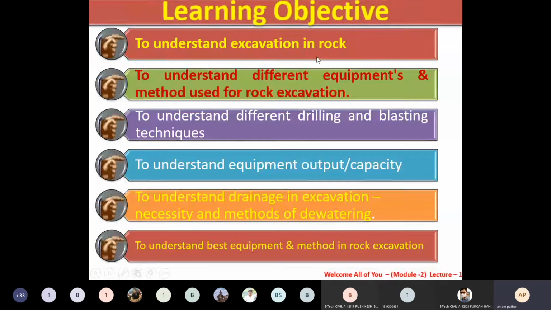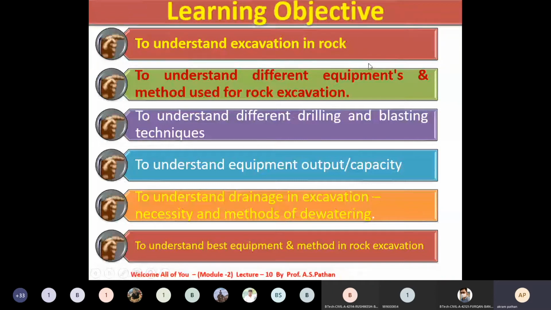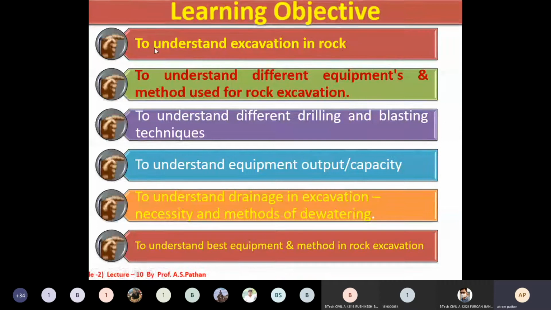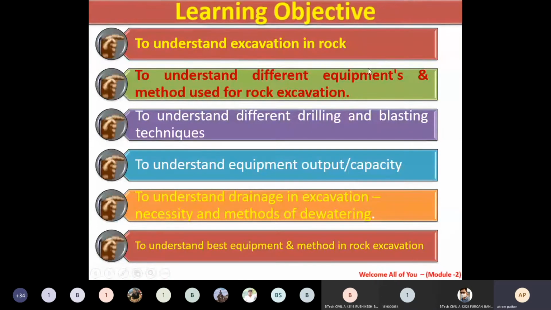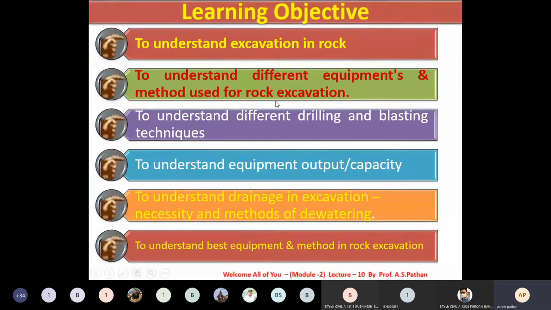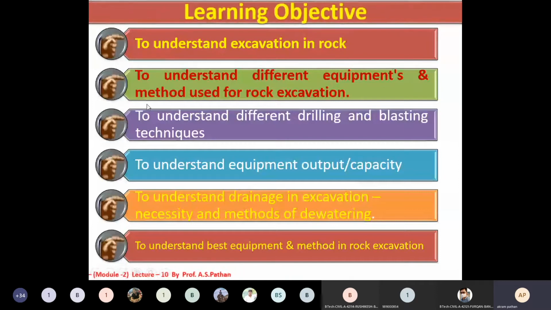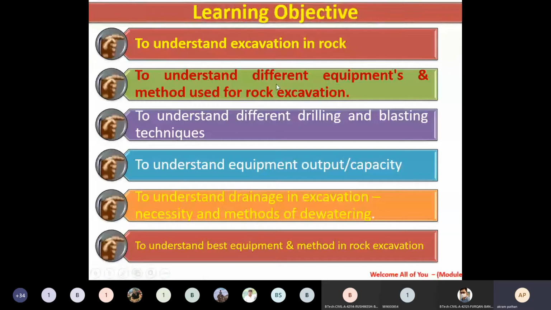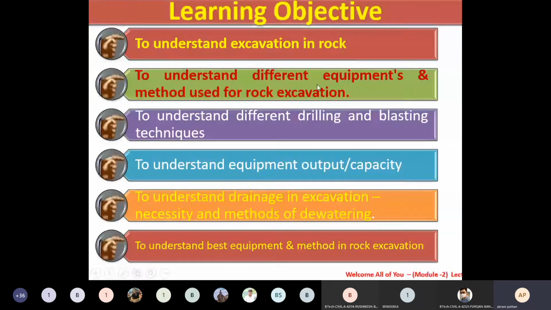So the learning objective is to understand excavation in hard rock, how the excavation in hard rock goes on, and then to understand different equipment and methods for rock excavation. Generally, which type of equipment and methods we can use to excavate the rock, you can learn in this module too.